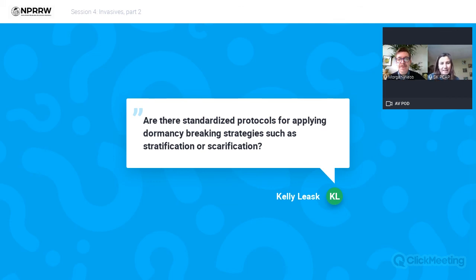Speaking of dormancy, Kelly is wondering, are there standardized protocols for applying dormancy breaking strategies such as stratification or scarification? There are for many species, not for everything, unfortunately. There's always work being done, but some things will have a very specific, like 14-day pre-chill or stratification at 5 degrees Celsius. Some things like that, scarification works for it, will be recommended in the methods. So yeah, there are for some species, but not others.